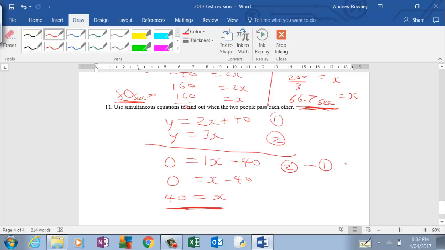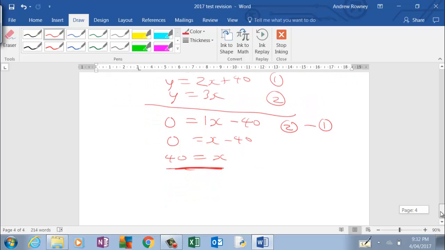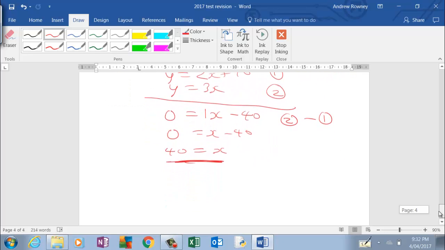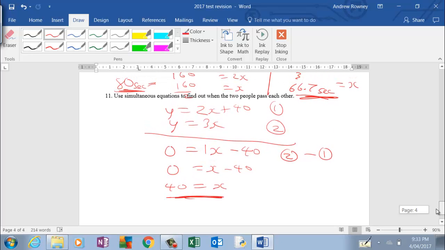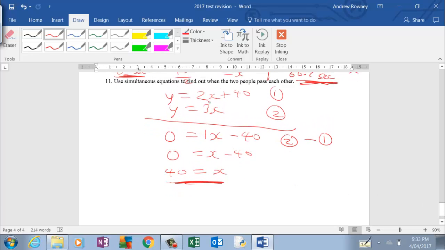And so they pass each other at 40 seconds. You could easily work out the distance by substituting that 40 into any one of those two equations. So if you sub it into 2, then you have y equals 3 times 40, which equals 120 meters. So that's when they pass each other.